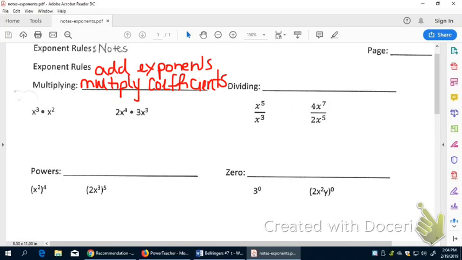So on the first one, it says x to the third times x squared. You just add the 3 and the 2, and you get x to the 5th. On the second one, you add the exponents, so that's where x to the 7th comes from. But then you multiply the 2 and 3 together because they're coefficients. So 2 times 3 is 6. I don't know where that equal sign came from, but anyway, it's 6x to the 7th.